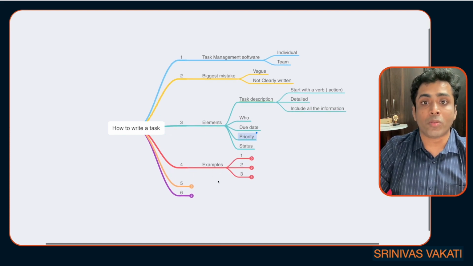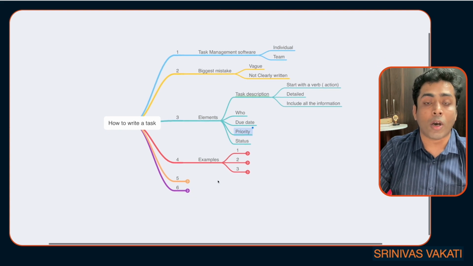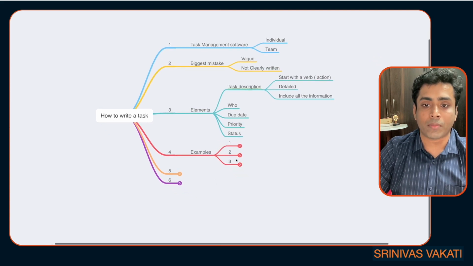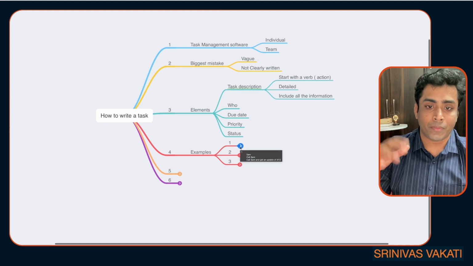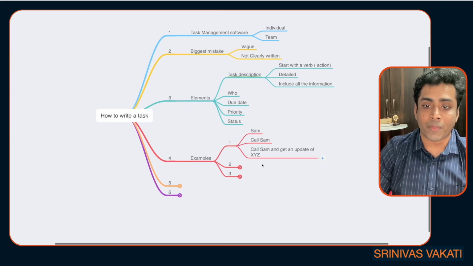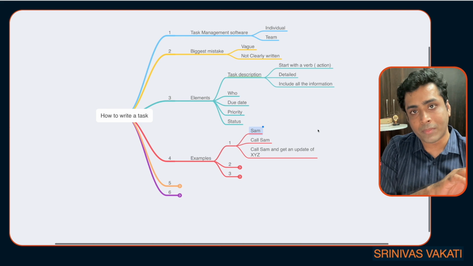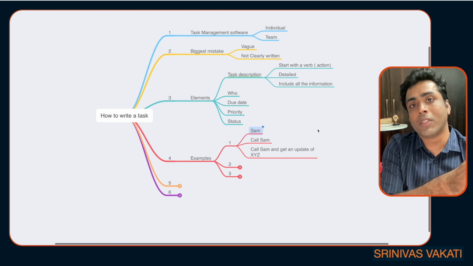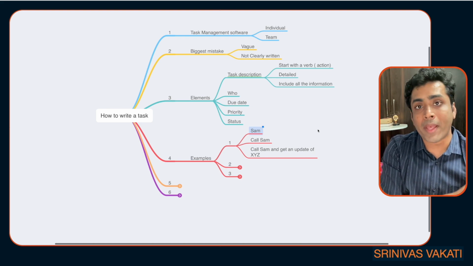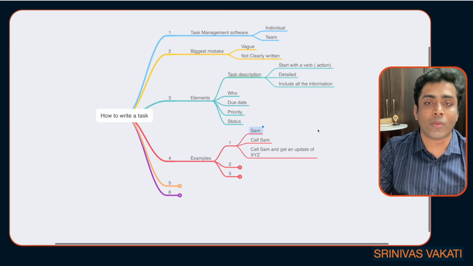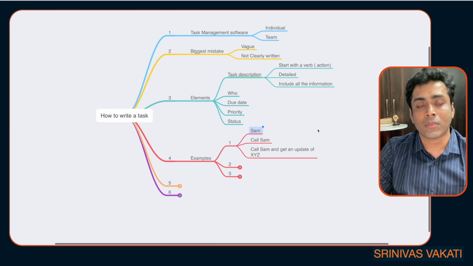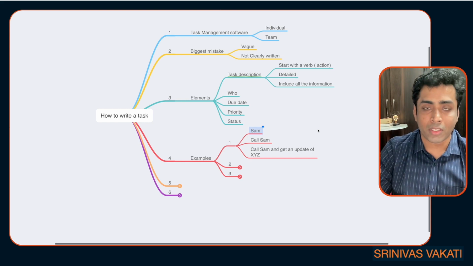So let me give you some examples on how to write those tasks. These are some of the actual examples that I have come across during my consulting assignments. I had one employee who wrote down just Sam, like a person's name. Just by reading it, nobody can understand what the task was. So now how to expand it further?